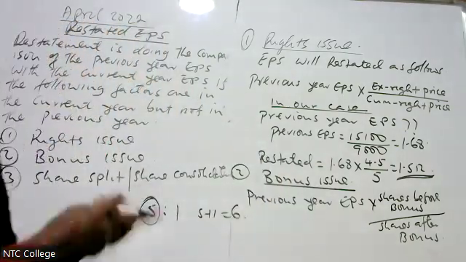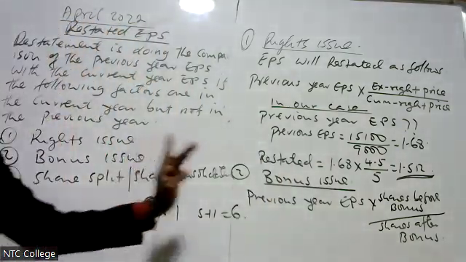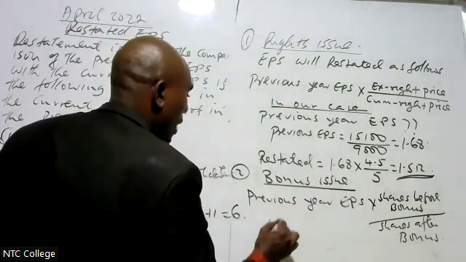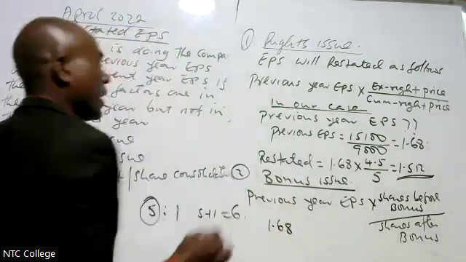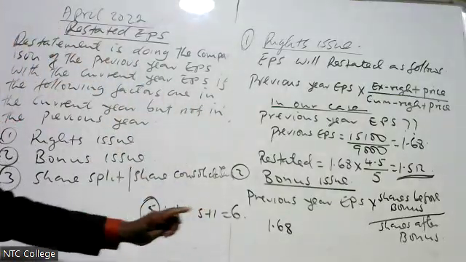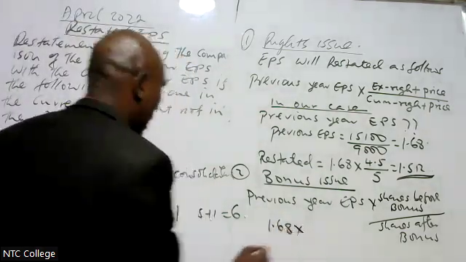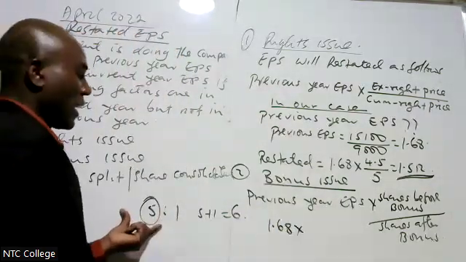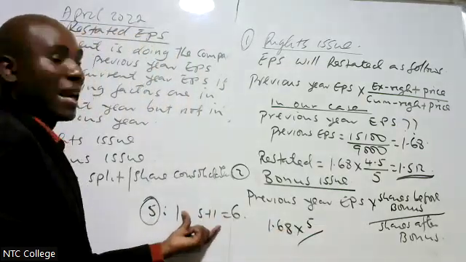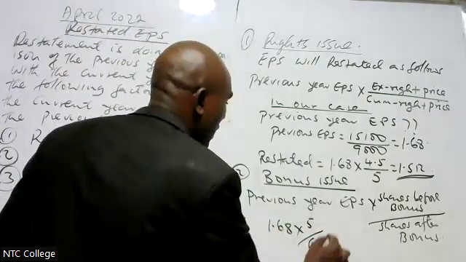Kindly, don't say Marimu did that. As an example, I'm assuming my previous year EPS was 1.68. I'm assuming it was a rights issue, but I'm assuming it was bonus. Therefore, I multiply by my shares before the rights, which was 5. Then after the rights, I got 6 because I added 1 share, which is 6.